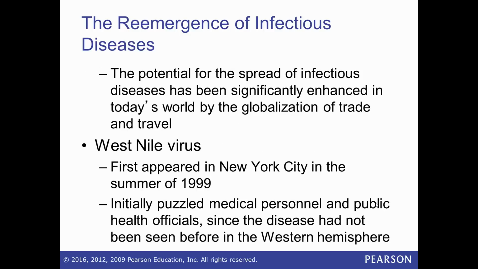Now the potential for the spread of infectious diseases has been significantly enhanced in today's world by the globalization of trade and travel. That's the downside of the interconnected world, right? A disease that pops up, say, in sub-Saharan Africa doesn't take it very long to make it to New York City. We get to West Nile virus, first appeared there in the summer of '99, which really confused the heck out of medical personnel and public health officials because they're like, this doesn't happen in the Western Hemisphere. But because there's the travel that there is, somebody hopped on a plane with it, and voila.